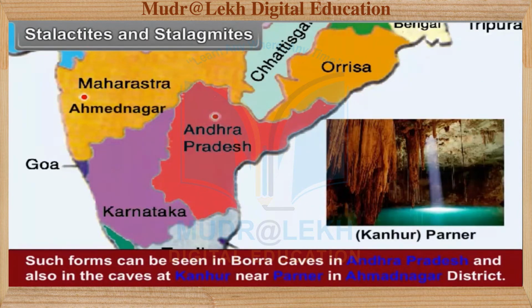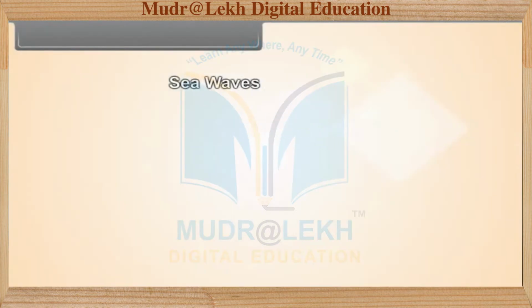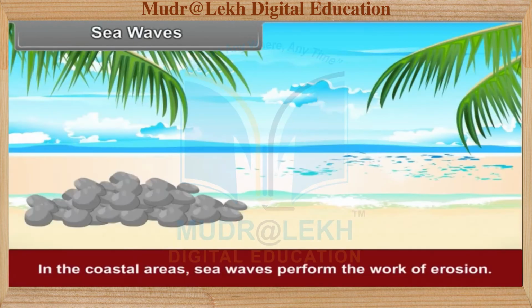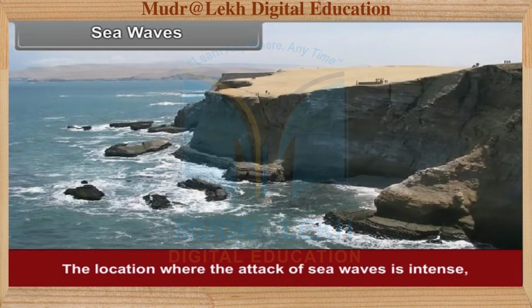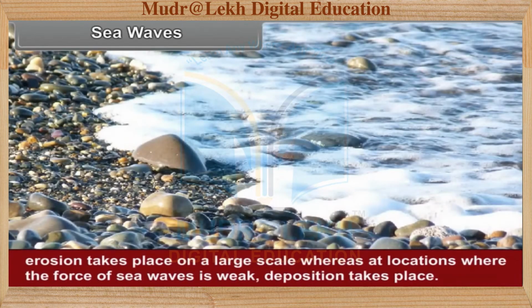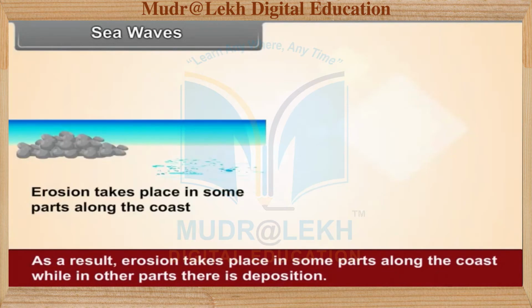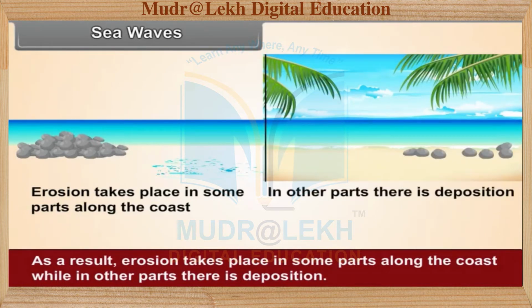and also in the caves at Kanhur near Parner in Ahmednagar district. B. Sea waves. In the coastal areas, sea waves perform the work of erosion. The location where the attack of sea waves is intense, erosion takes place on a large scale, whereas at locations where the force of sea waves is weak, deposition takes place. As a result, erosion takes place in some parts along the coast, while in other parts there is deposition.